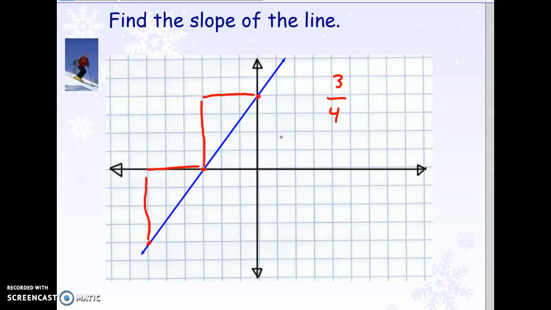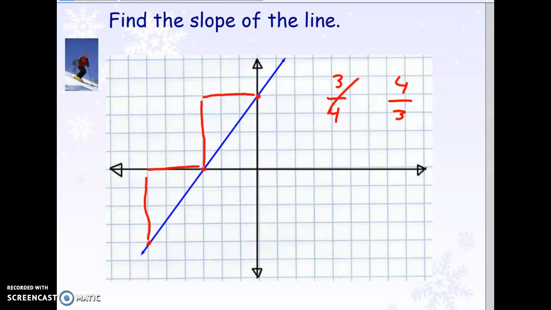Actually, I messed it up, didn't I? The y change has to go on top. So it's 4 to 3, because we went up 4 and then to the right 3. So the slope is 4 to 3.